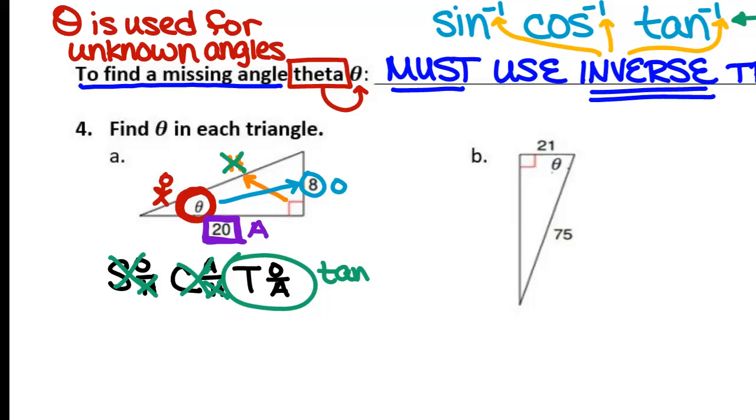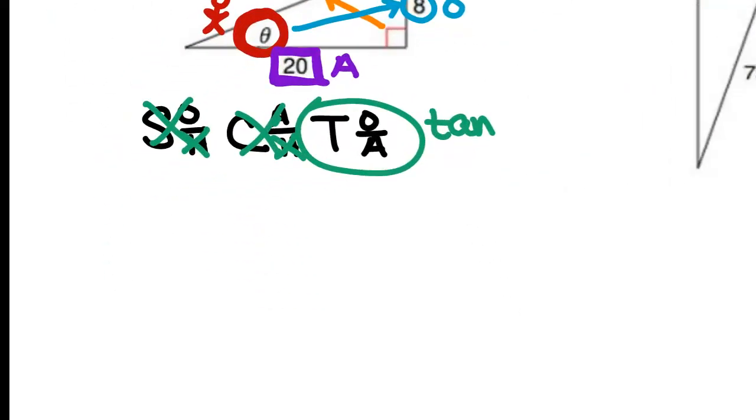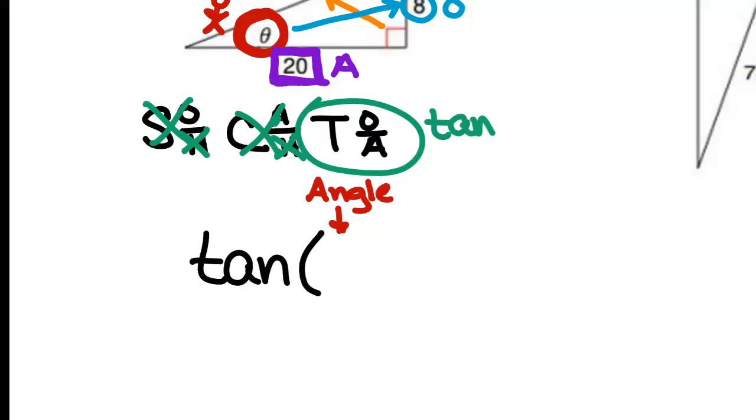I set it up exactly the same way that we set them up yesterday. So I have tangent, T-A-N. And then parentheses, and inside the parentheses is where we put our angle. We don't have a number for our angle this time. We just have this symbol, theta. And then we set up our fraction with opposite over adjacent. How big is the opposite side? 8. And the adjacent? So 8 over 20.